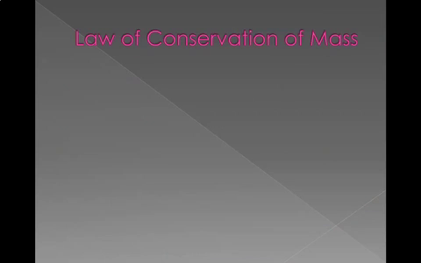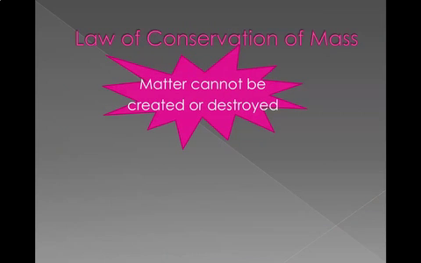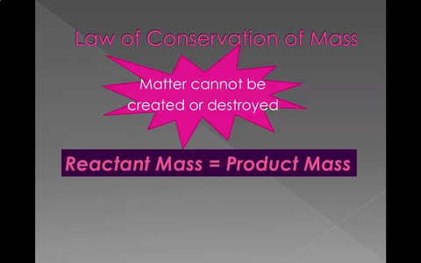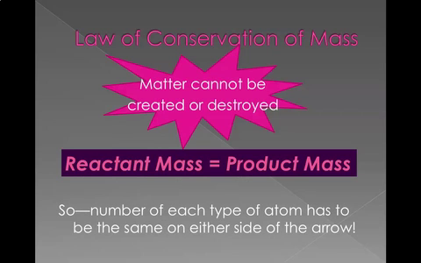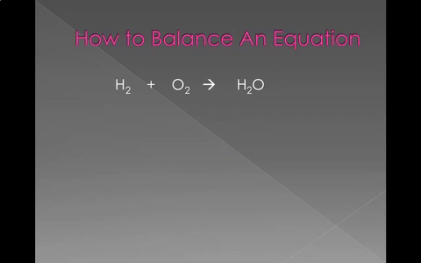So the law of conservation of mass says that matter cannot be created or destroyed. What this means for us when we're writing equations is that the reactant mass has to equal the product mass. It can't just disappear. That also means that the number of each type of atom has to be the same on either side of the arrow.